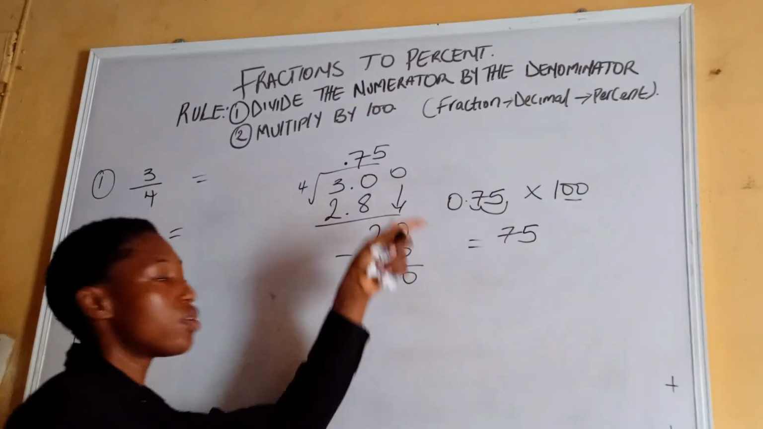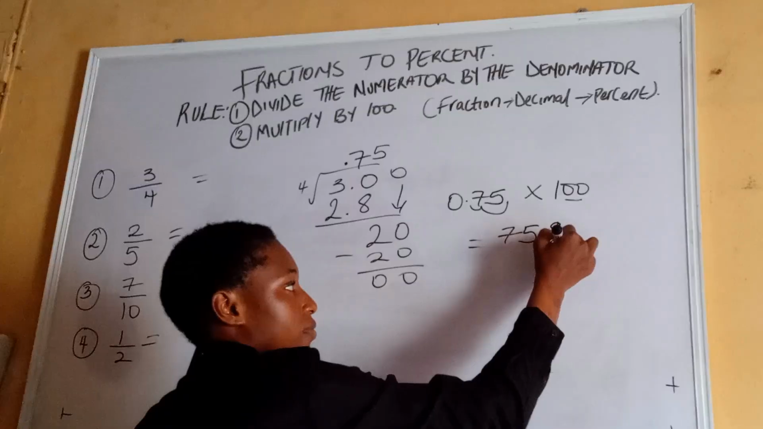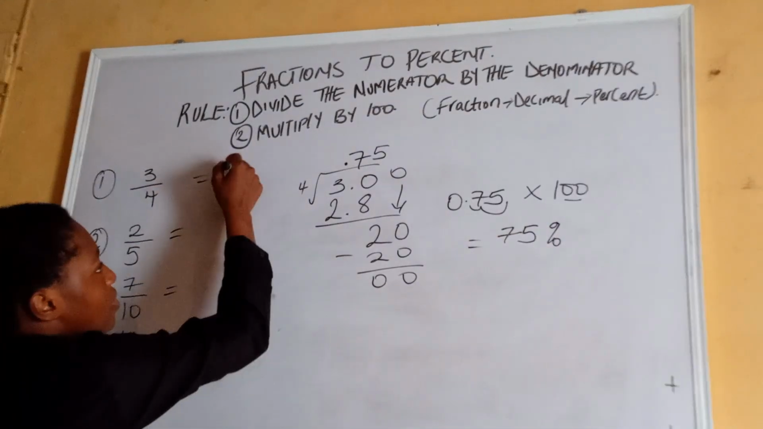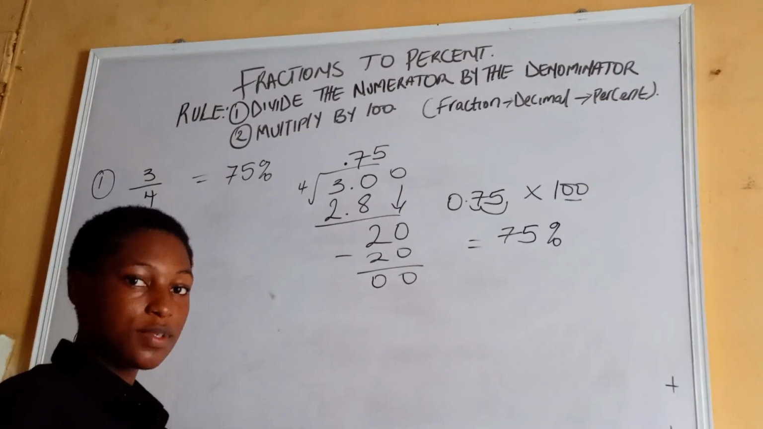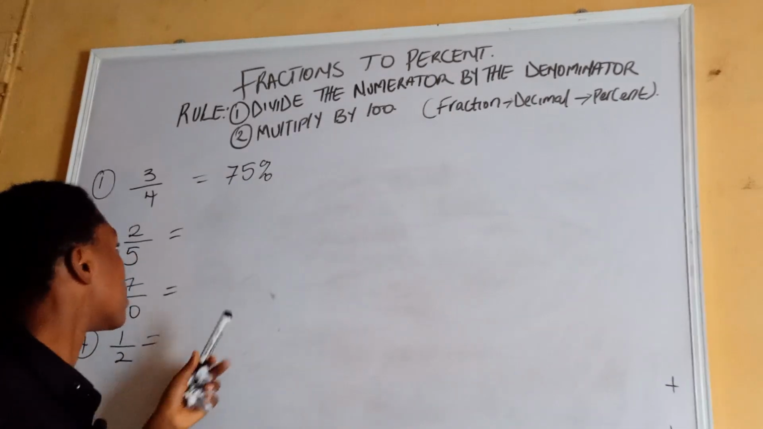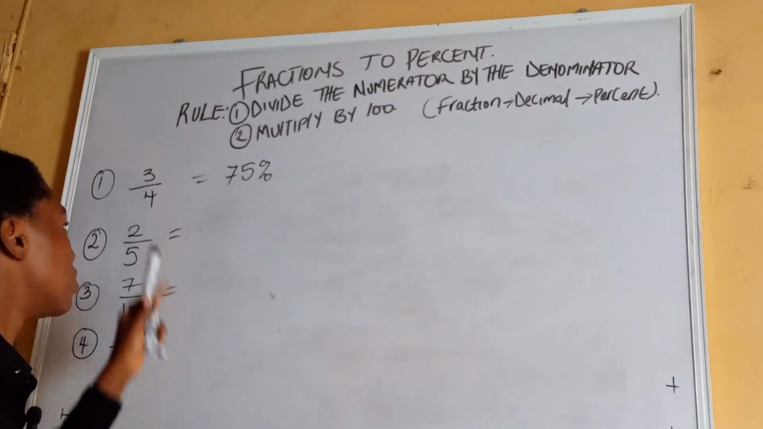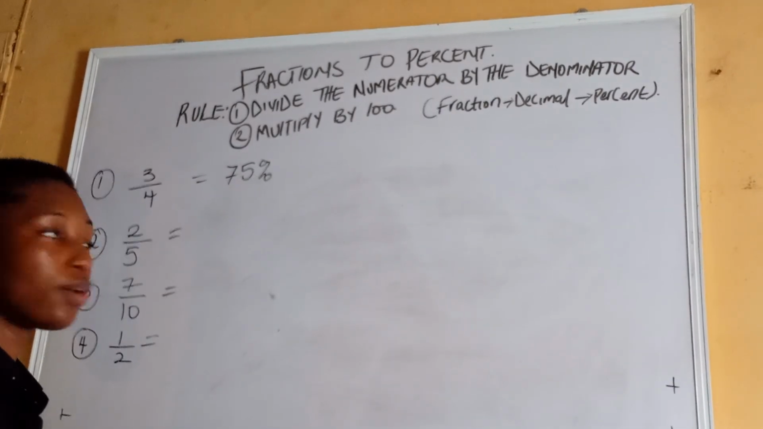And then because we have gone through all the rules, this becomes percent. So our answer is what? 75%. This is the same thing you do for all of them. The second question says 2 all over 5. You divide 2 by 5 and then you multiply by 100.